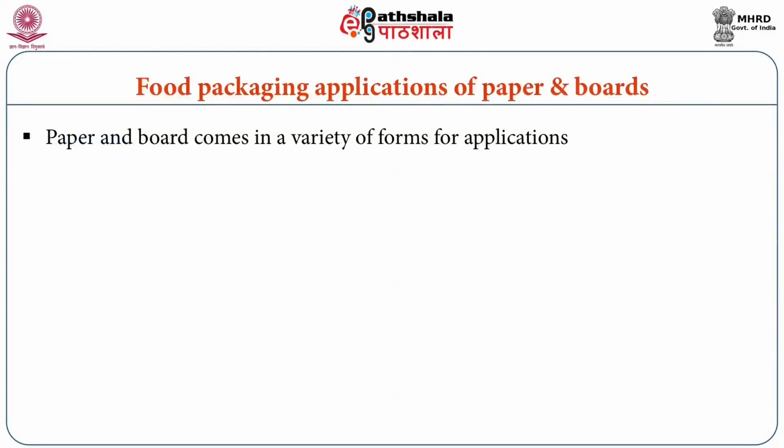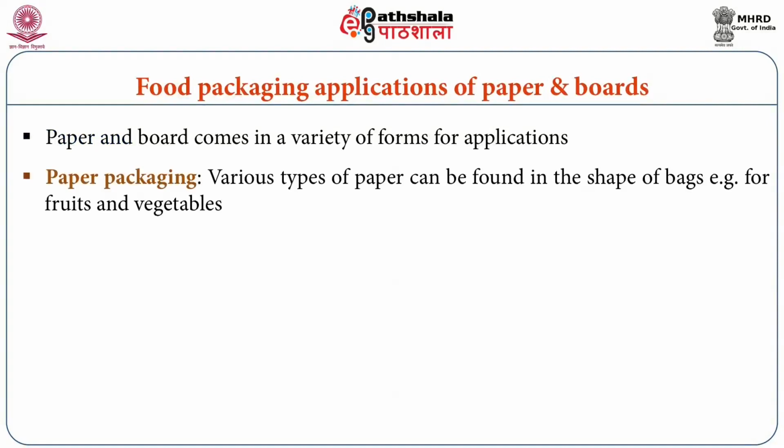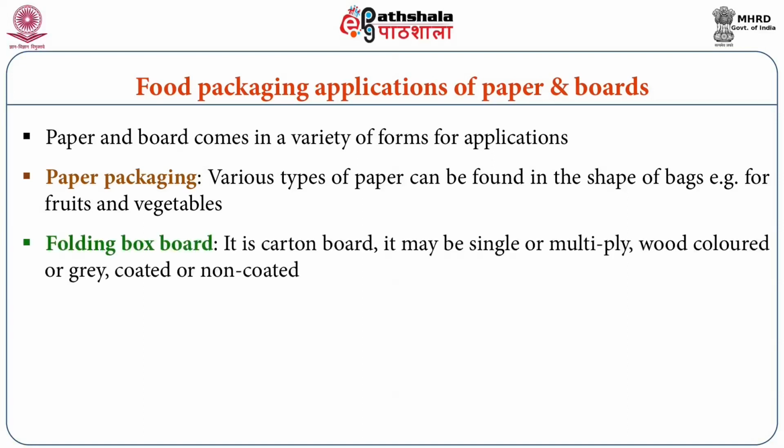Now we will discuss the application of paper and paper boards in food packaging. So, natural or bleached, rubbed or coated or associated with other materials, paper can be found in the shape of bags, for example, for fruits and vegetables, or it can be a vegetable parchment paper. Then it can be converted into folding box board. It is often referred to as carton board.